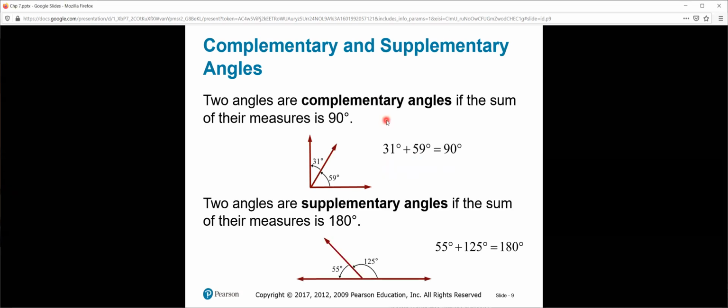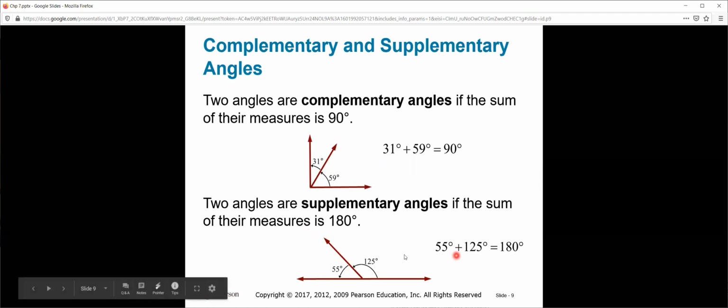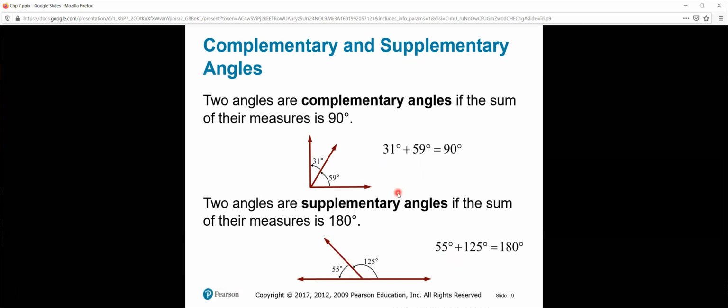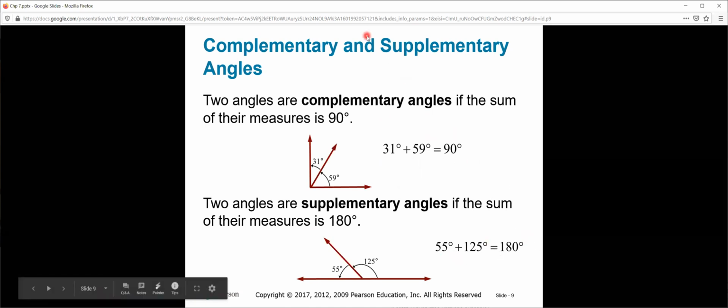If the angles instead add up to 180, we call those supplementary. Right, 55, 125, same concept. It doesn't really matter the size of the angles. What matters is the end result being 90 or 180. That's where you get complementary versus supplementary angles. You're probably mostly going to see complementary angles in your day-to-day. I don't see supplementary very much, but I don't know what you do for a living.